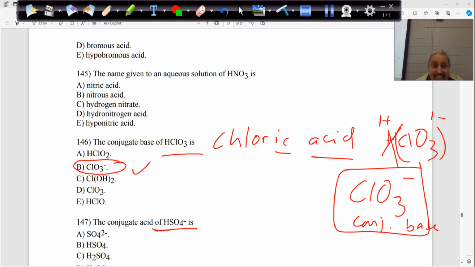So now let's just do the second one. I have a conjugate acid of this, H2SO4, 1 negative.